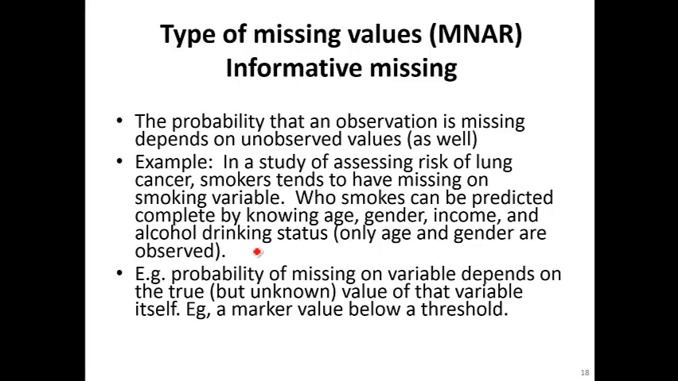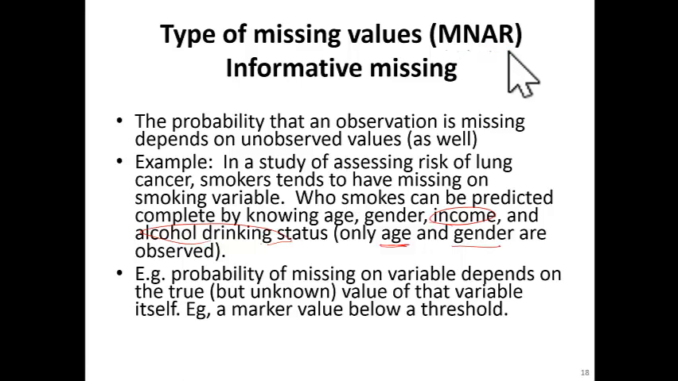So in this case, in the same example, the missing are completely explained by knowing age, gender, income, and alcohol drinking status. Although in the data collection you only collected age and gender, you do not know alcohol drinking status and income. So then we can say this type of missing is missing not at random.